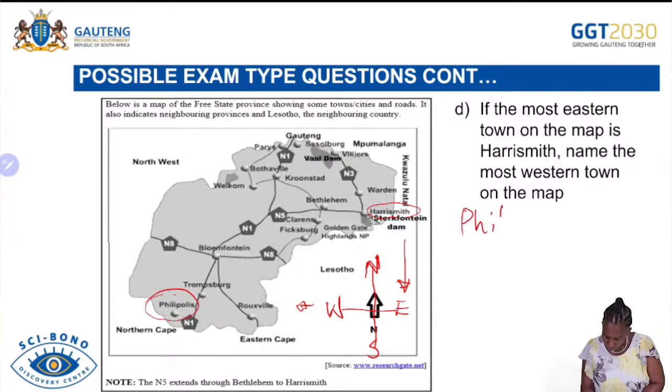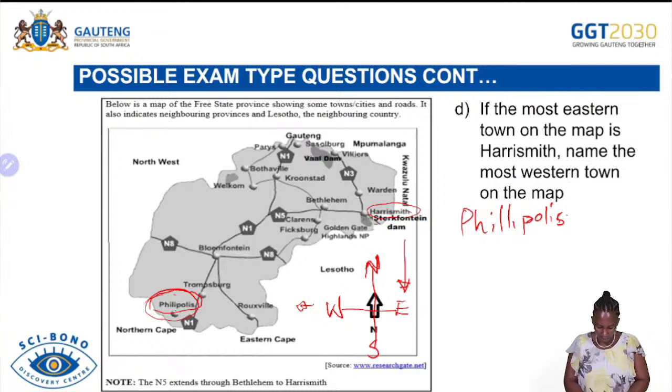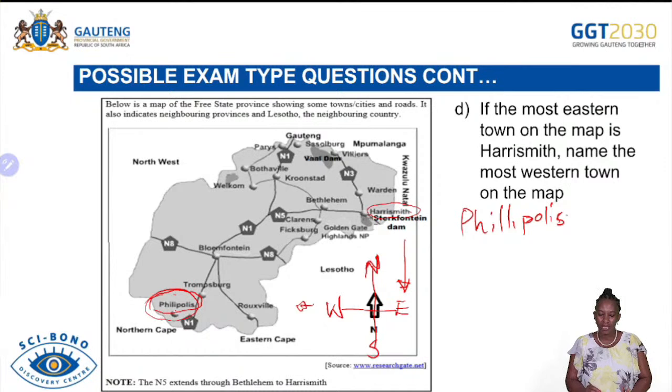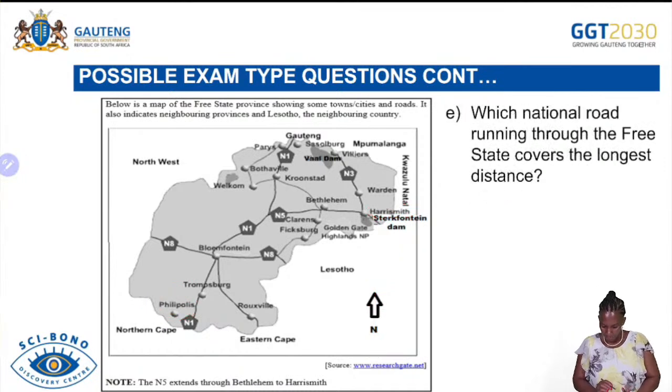Philippolis. This area here, this town here, that will be the most western, because as you can see, Harrismith is the most eastern town, and then this one is the most western town, which is Philippolis. Boys and girls, it's so easy. What you need to do, you just need to interpret the map, understand it.